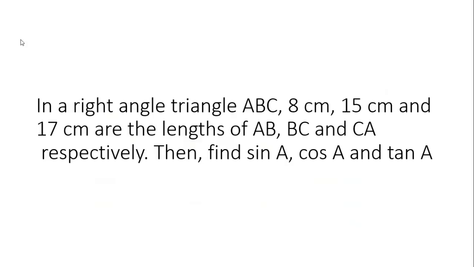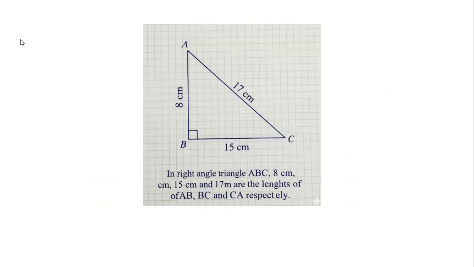In a right angle triangle ABC, 8 centimeters, 15 centimeters, and 17 centimeters are the lengths of AB, BC, and CA respectively. Then find sin A, cos A, and tan A. Okay, so what is given? There is a right angle triangle. The length of AB is 8 centimeters, BC is 15 centimeters, and CA is 17 centimeters. It is given in the problem. We need to find sin A, cos A, and tan A.